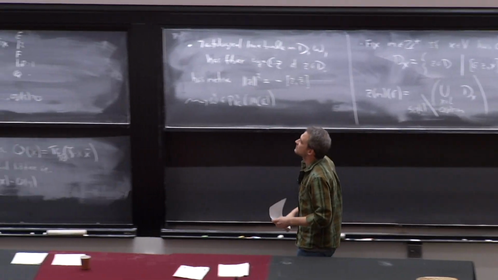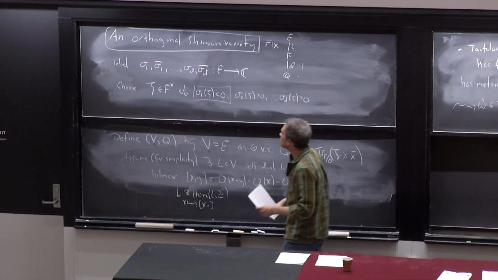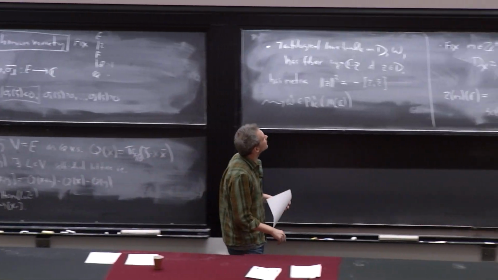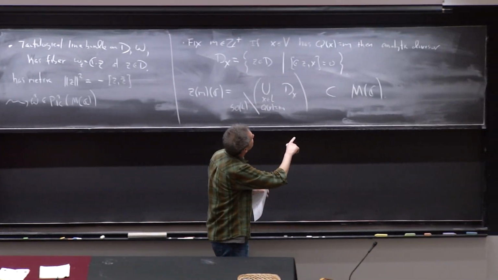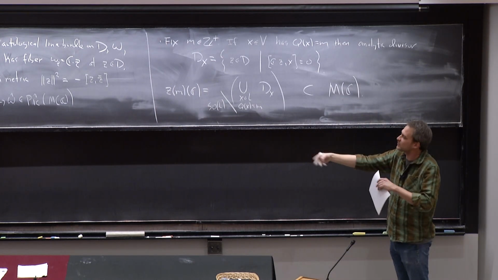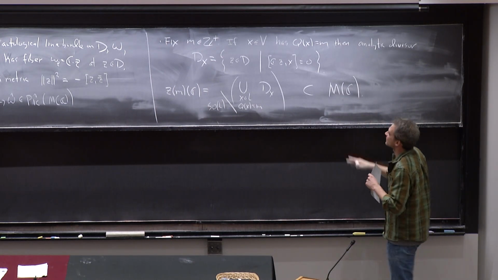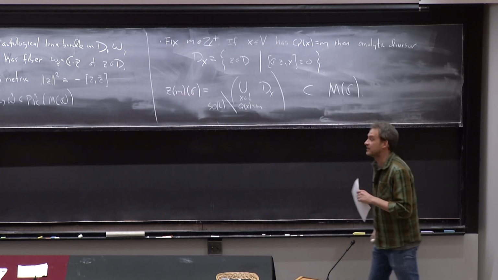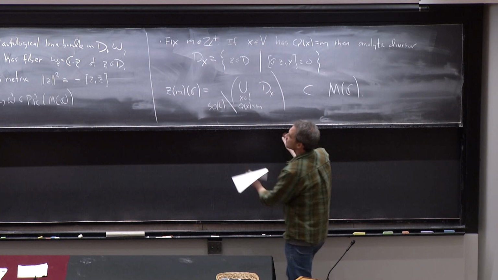So maybe I should say, if D were 2, then this M would be a surface, and it would actually be either a Hilbert modular surface or some weird twisted quaternionic version of a Hilbert modular surface. And these things would exactly be what are called the Hirzebruch-Zagier divisors on the Hilbert modular surface.